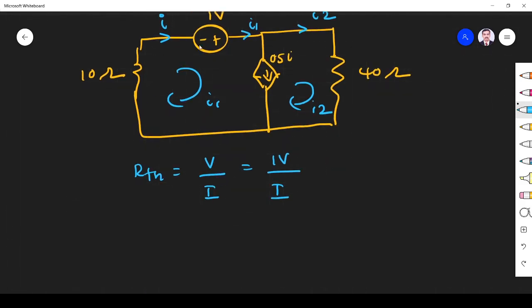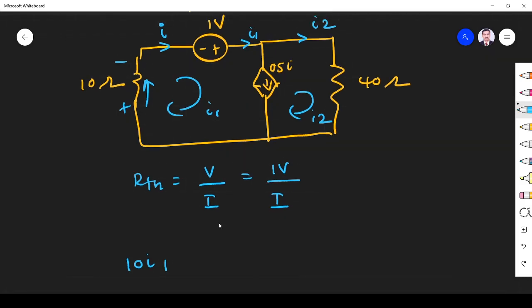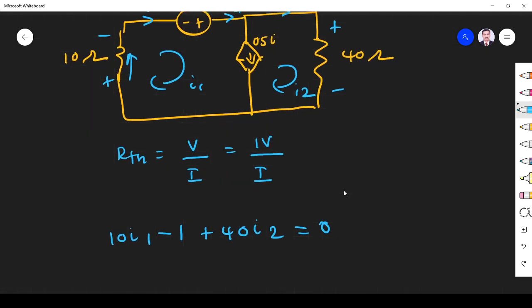I write KVL for the outer loop. So it is 10 I1. When current flows through this branch, what is the drop? 10 I1. Here the 1 volt negative terminal is encountered, so it is minus 1. Then I come here, I am writing the KVL for the outer loop, 40 I2 is equal to 0. That is the first thing we have to note. This is equation number 1.